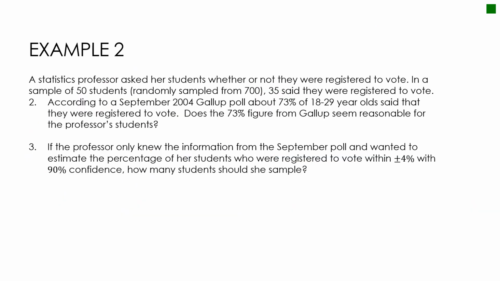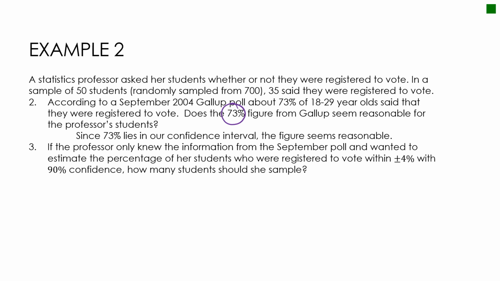So a couple more questions related to that same situation. First of all, according to a September 2004 Gallup poll, about 73% of 18 to 29-year-olds said they were registered to vote. Does that figure make sense according to what we already found by the professor's students? Well, I just did a 90% interval, and that was like 59 to 81%, and 73 is within that interval of 59 to 81, and so I can say, yes, 73% falls in our interval, and therefore the figure seems reasonable.